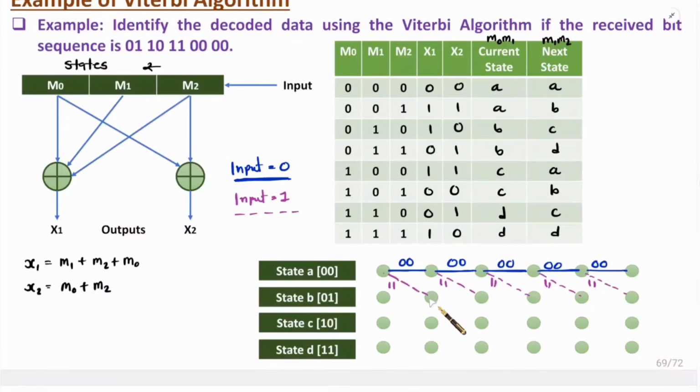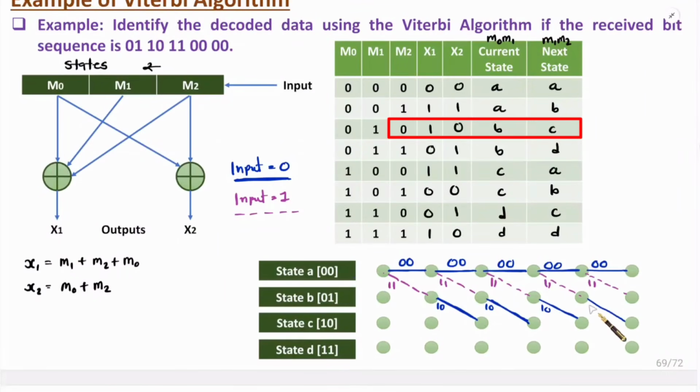So with state B, if input is 0, next state will be C. You can observe this is state C, right? And output is 1, 0. So let me note down 1, 0 over here. And that I'll repeat for all other combinations.